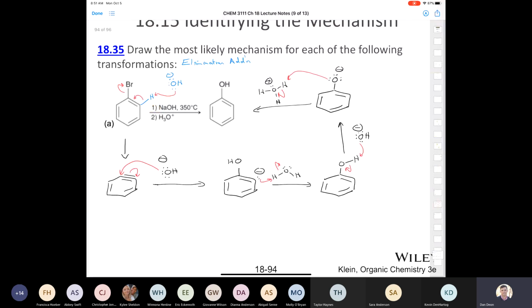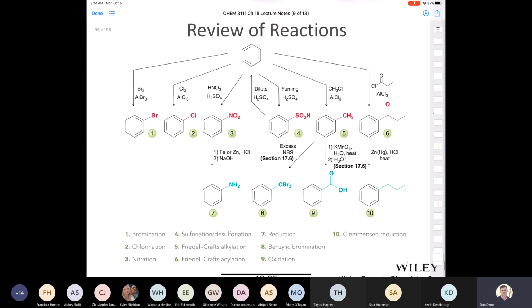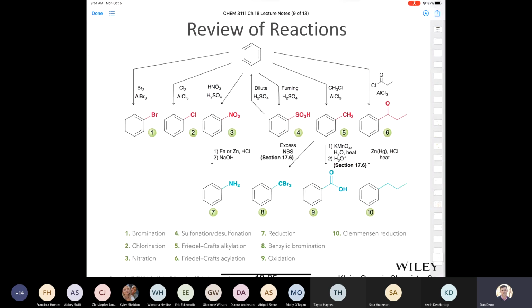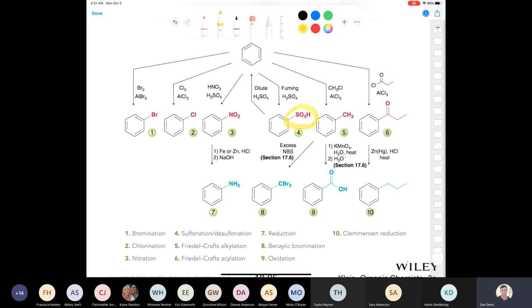All right, next slide is nothing more than a review of the reactions. There are a lot of them. Sometimes students, not so much in organic chemistry, but general chemistry students are always looking for a summary of everything. Well, here's a summary of almost everything that we learned in chapter 18. Halogenation, nitration, sulfonation, and desulfonation, right? So the whole concept behind installing a blocking group, we looked at that. We talked about what a sulfonic acid is. Then Friedel-Crafts alkylation, Friedel-Crafts acylation, and reduction of a nitro. Okay, so nitro reduction. What's another reduction? The Clemmensen reduction.